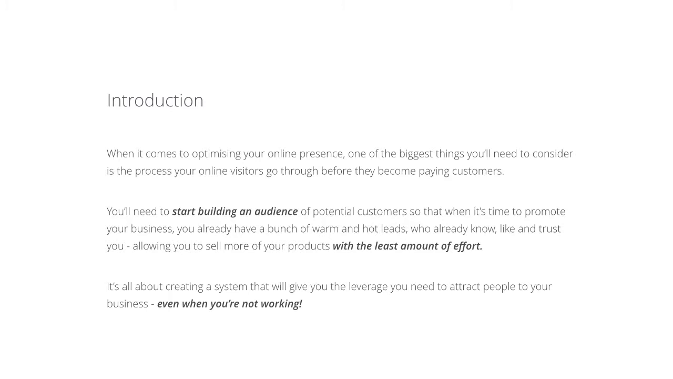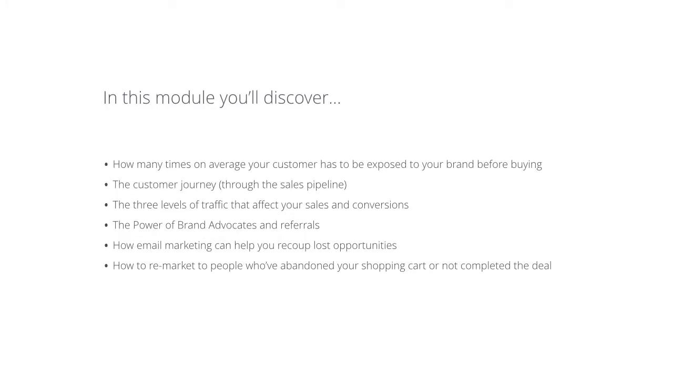We're going to talk more about that as we get through the forthcoming modules, but let's take a look at what's inside this module. So in this module, you'll discover how many times on average your customer has to be exposed to your brand before buying, the customer journey through the sales pipeline, the 3 levels of traffic that affect your sales and conversions, the power of brand advocates and referrals, how email marketing can help you recoup lost opportunities, and finally, how to remarket to people who have abandoned your shopping cart or not completed the deal.